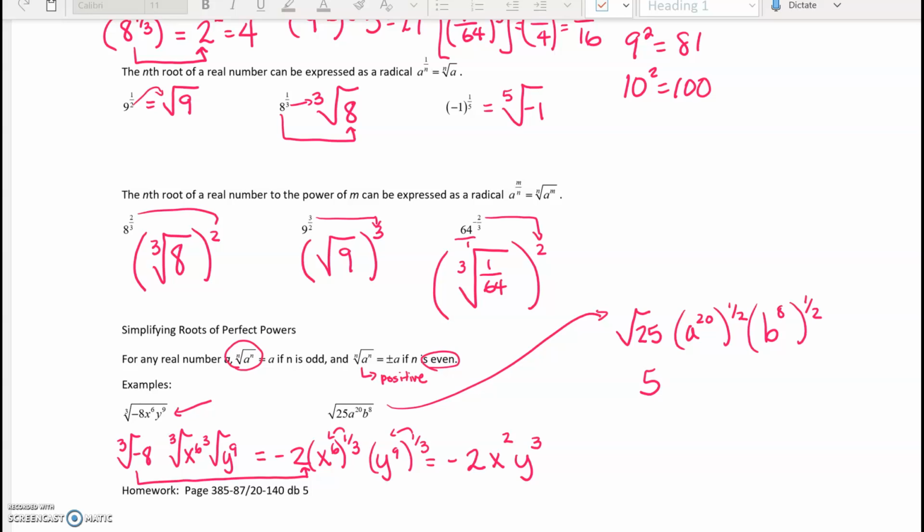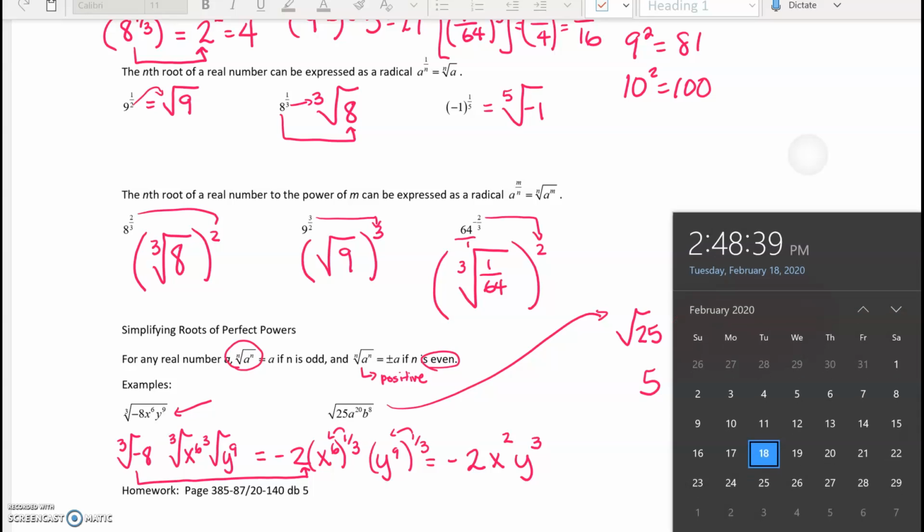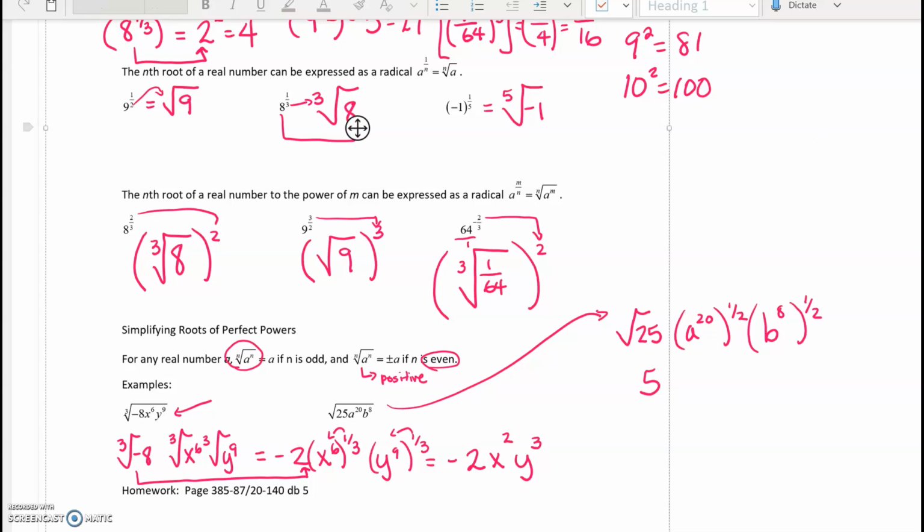So I'm not going to make you put the plus or minus, but I would be a bad teacher to not include it in my lesson. So we're going to assume that all our bases, all our a's, b's, x's, and y's are positive, so we don't have to put the plus or minus. So to finish this up, 20 times 1/2 is 10, and 8 times 1/2 is 4.